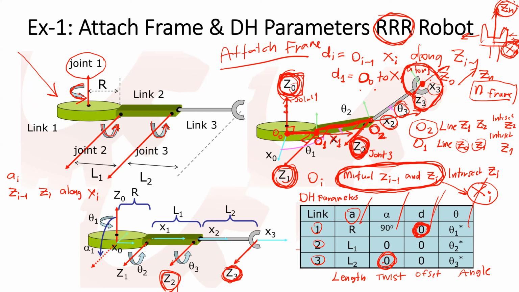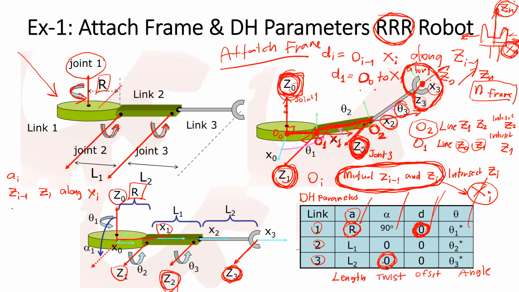So the distance between z0 and z1 along the xi axis, where xi points in this direction, will be the radius of the cylinder here. So the link length of the first link will be r.